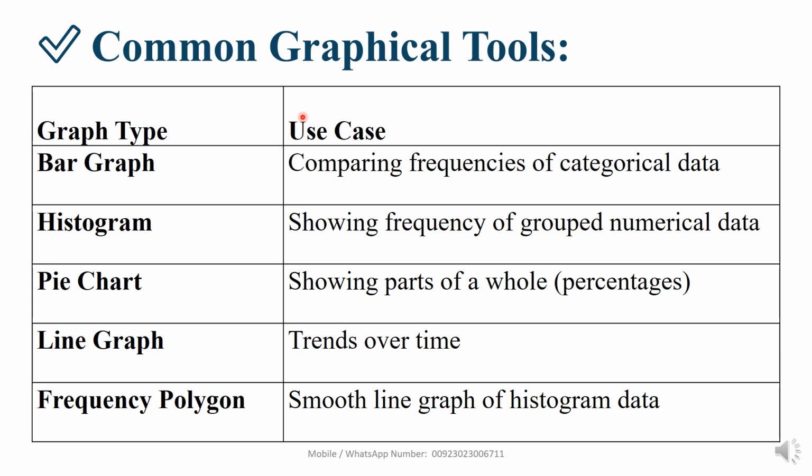Bar graph, for comparing frequencies of categorical data. Histogram, showing the frequency of grouped numerical data. Pie chart, showing parts of a whole as percentages. Line graph, showing trends over time. Frequency polygon, a smooth line graph of histogram data.